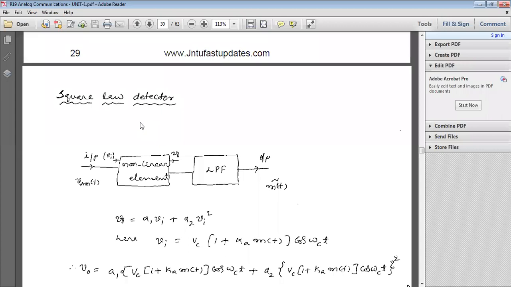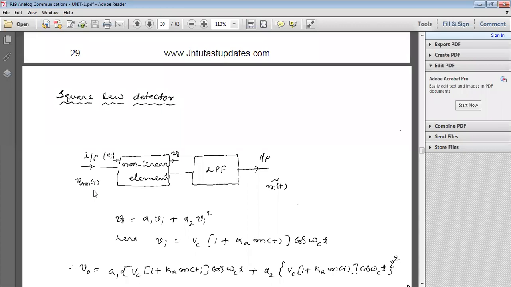What is the input voltage for the detector circuit? We can write it as VAM of t. What is VAM of t? It is an AM signal. So for our detector circuit, we take the input signal as VAM. Already you know the detector is placed at the receiver side.